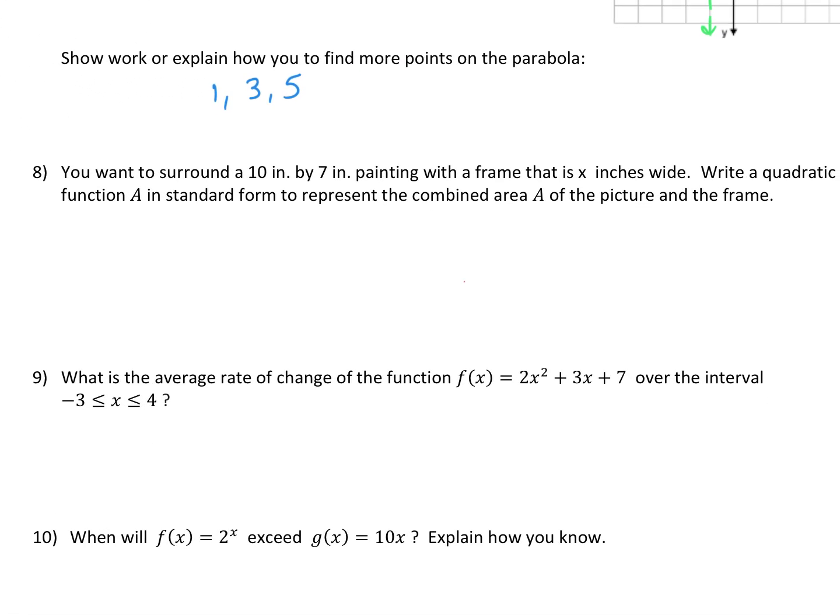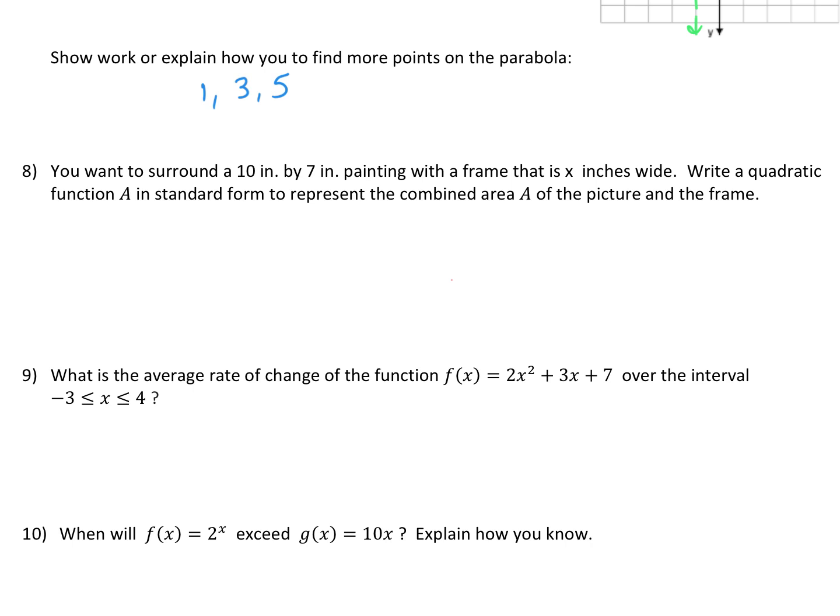All right, so number 8, you want to surround a 10-inch by 7-inch painting with a frame that is x inches wide. Write a quadratic function A in standard form to represent the combined area A of the picture and the frame. All right, well, that sounds very confusing. Me personally, if I'm not provided with a picture of this, I'm going to draw it out in detail so that I can kind of make sense of what we're looking at here. So first we have a 10 inches by 7 inches painting.